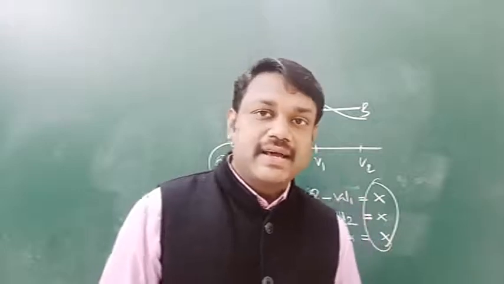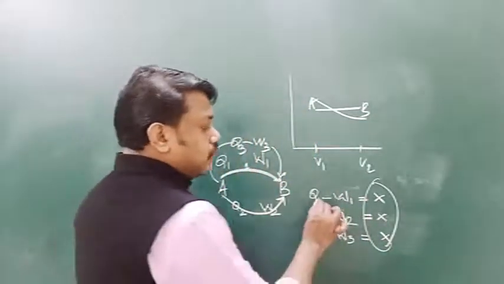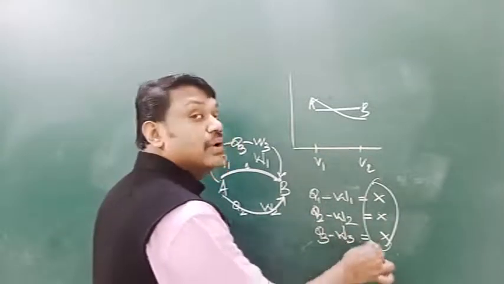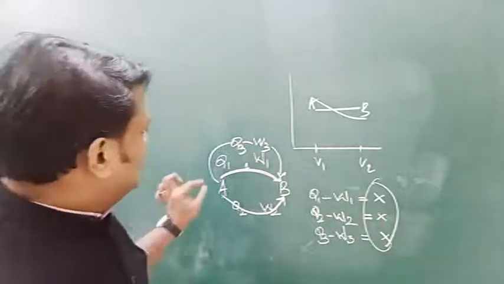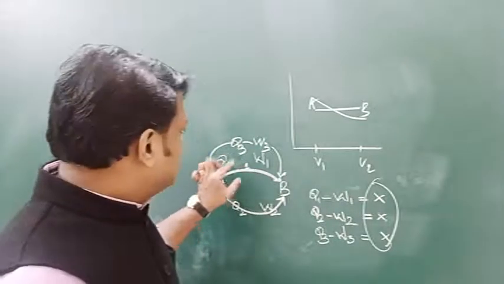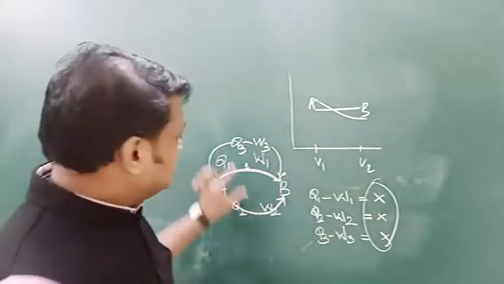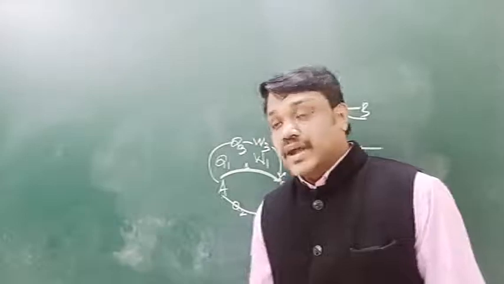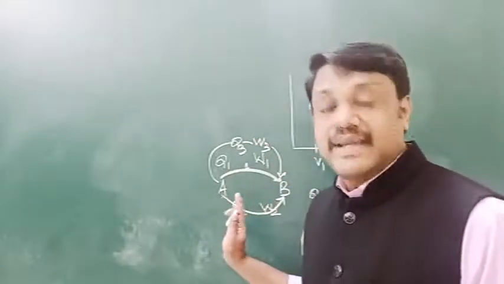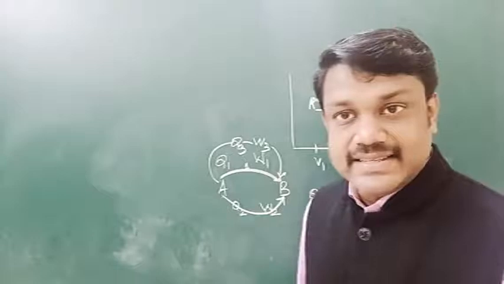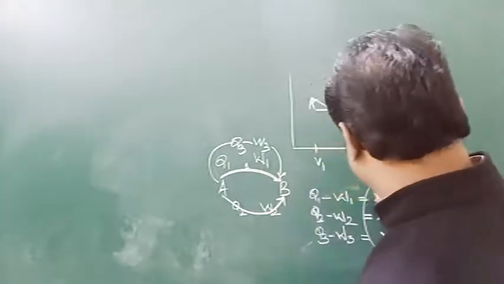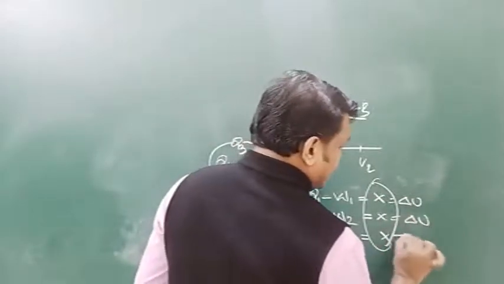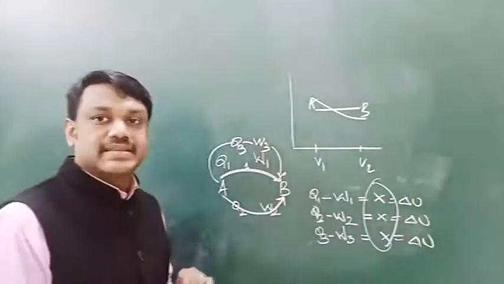One more thing that we can infer from this is Q1 minus W1 is equal to X, Q2 minus W2 is equal to X, Q3 minus W3 is equal to X. What does it mean? Q1 and W1 are properties of the first path, Q2 and W2 of the second path, and Q3 and W3 of the third path. Through any path you can take the system from A to B. It doesn't matter, but the change in internal energy remains the same. Sorry, X is the change in internal energy. That will remain the same.